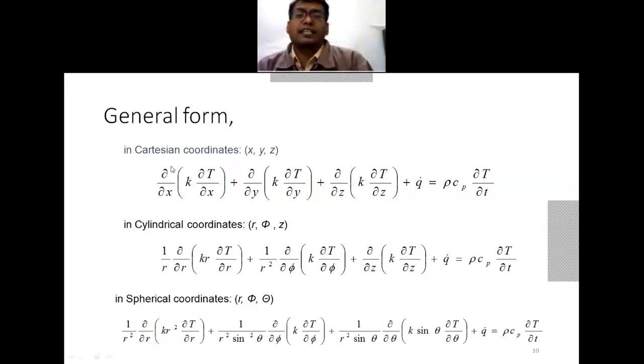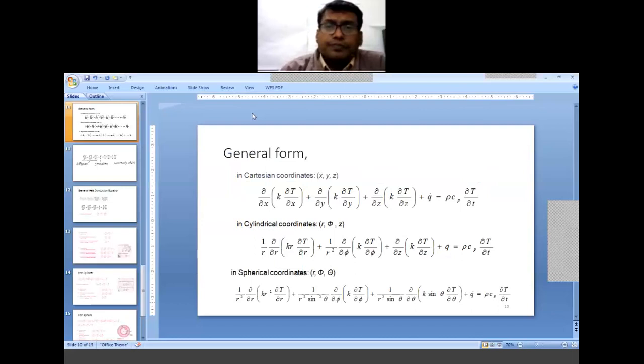As we have derived this in the x, y and z coordinate system, similarly we can derive it in the cylindrical coordinate system by taking r, phi and z. Also we can derive it for the spherical coordinate system, r, theta and phi. So these are the basic equations given in the cylindrical coordinate system and spherical coordinate system.